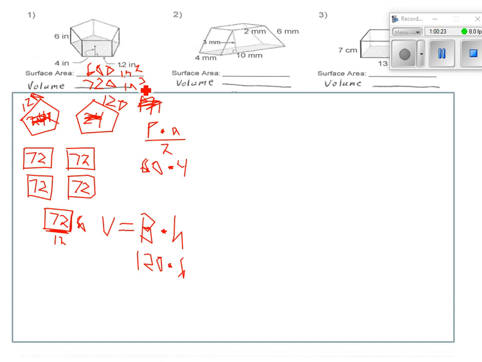So 2 plus 10, what is that? 12. Times that by 3, 36, and then divide that by 2. So what's the area of this one? 18. What's the area of this one? 18. How are we going to find the total surface area? Add them all up. 132. Anybody else get 132? Yeah, I got 132. What's our units? Not millimeters squared.